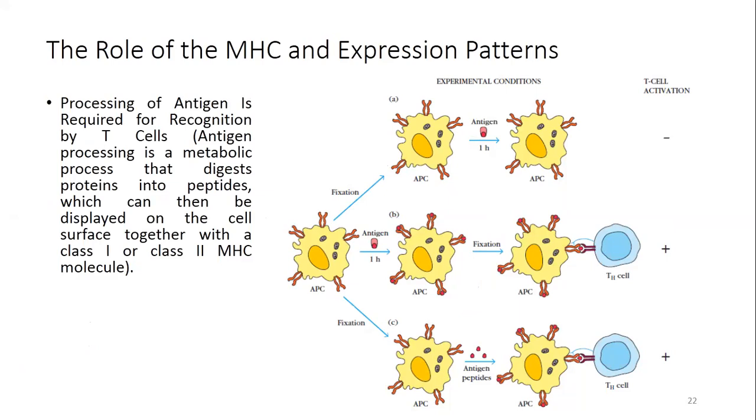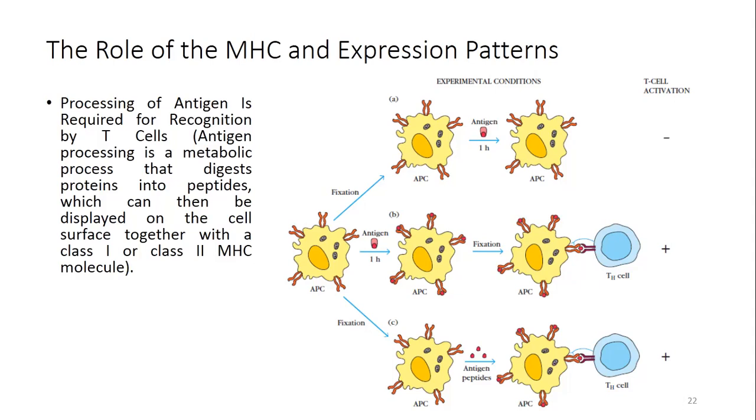they did 3 experiments. In the first experiment, they fixed the cell, rendering it metabolically inactive, with paraformaldehyde before exposure to antigen. Then the cell couldn't activate any T cell. In the second experiment, they incubated both the antigen and the antigen presenting cell. After that, they fixed the cell. The cell could activate T helper cells.